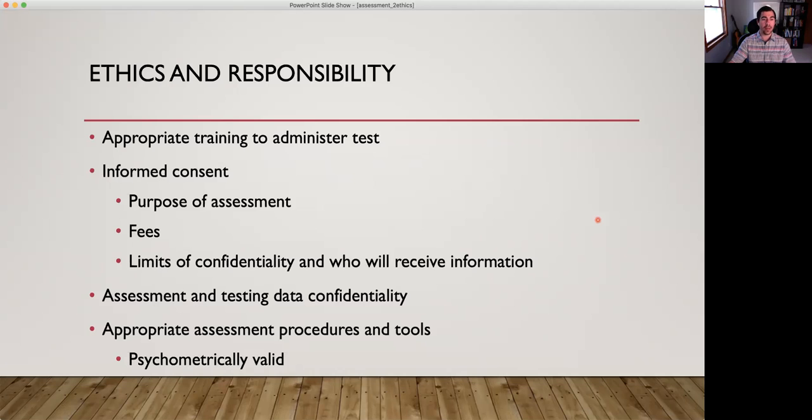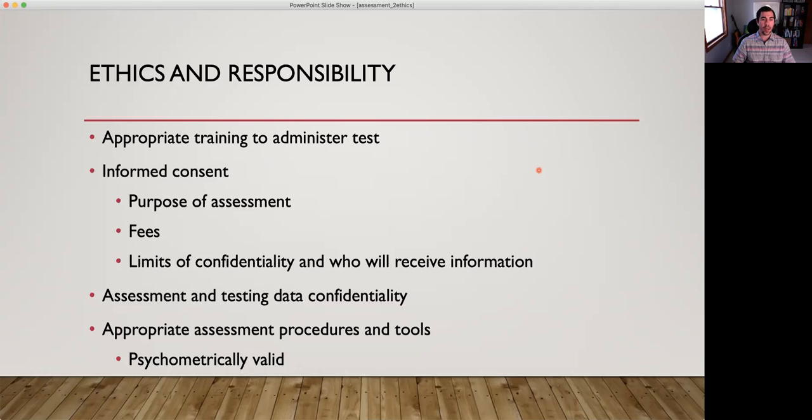A few of the key tenets of ethics for assessment: number one, we need to have appropriate training to administer tests. There are certain tests that even I, being a licensed psychologist, wouldn't feel comfortable administering, and it wouldn't be ethical for me to administer, because I haven't had training in administering them. Certain achievement tests or tests of intellectual functioning, I wouldn't feel comfortable administering. It wouldn't be ethical because I haven't been trained in administering those.